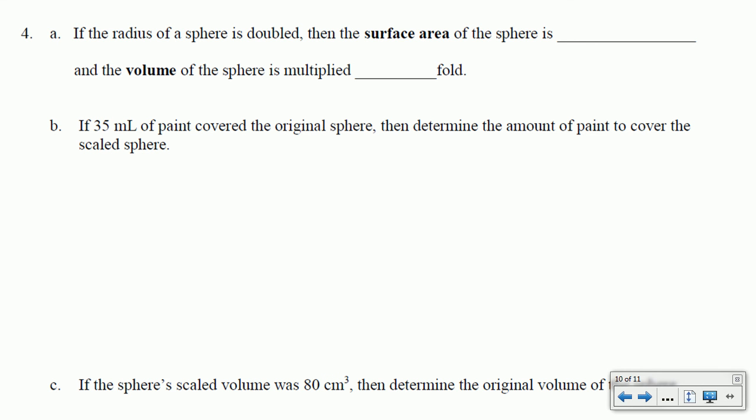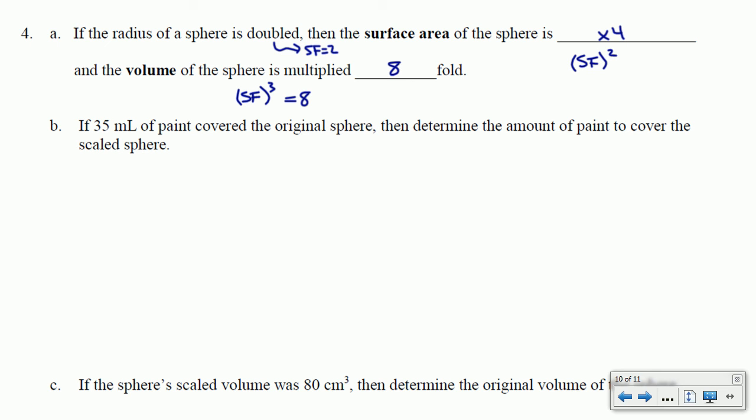In number 4, if the radius of a sphere is doubled, so that means a scale factor of 2, then the surface area of the sphere is adjusted by scale factor squared, and 2 times itself is 4, so then the surface area of the sphere would be quadrupled, and the volume of the sphere would be determined by scale factor cubed, and 2 times itself 3 times is 8, so the volume of the sphere would be multiplied by 8, or increased 8-fold.